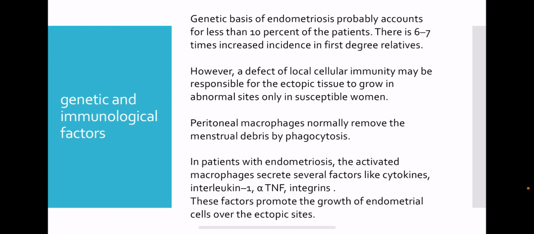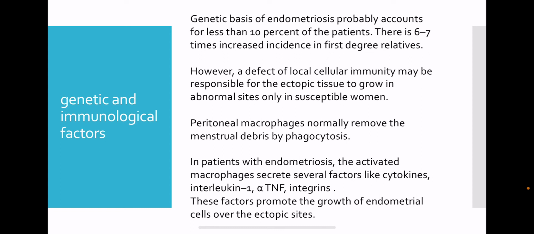Genetic and immunological factors. The genetic basis of endometriosis probably accounts for less than 10% of patients. Genetic basis, that is inheritance, is less than 10%. There is a 6 to 7 times increased incidence in first degree relatives. So in first degree relatives, the incidence can be increased 6 to 7 times.